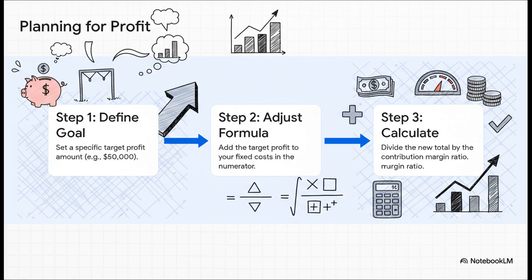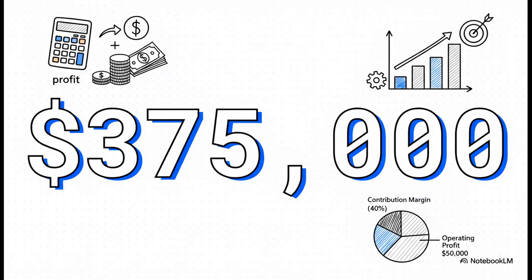Let's say our company wants to make $50,000 in profit. We just add that to the 100 grand of fixed costs. Our new number to cover is now 150,000. And from there, you just run the exact same calculation. So we take that new number, 150 grand, and we divide it by our good old 40% contribution margin ratio. And the answer is $375,000. That is the exact amount of sales this company needs to not only cover every single cost, but also to walk away with a cool $50,000 in profit. See? Now they have a real, concrete sales target they can actually shoot for.